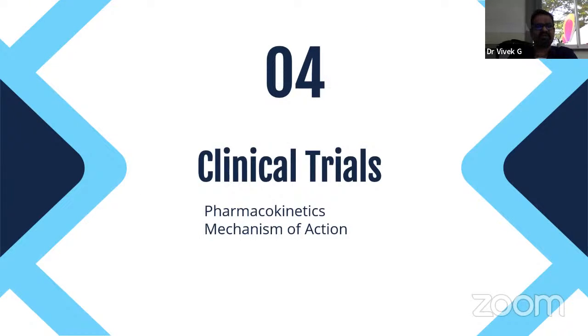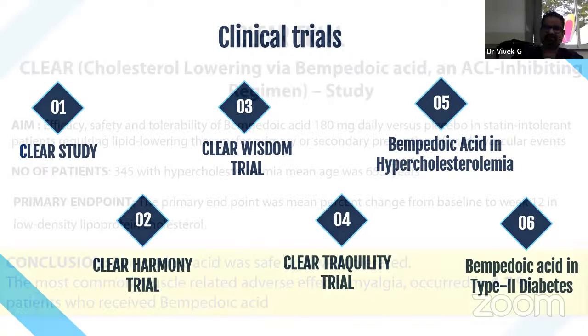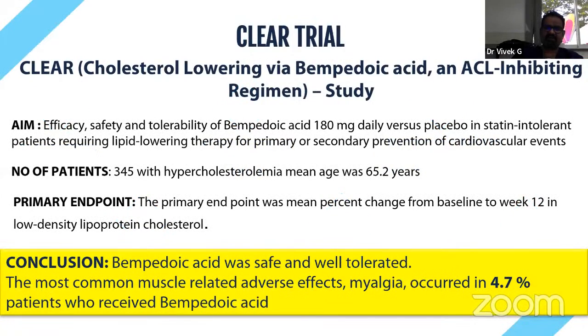So what do the clinical trials tell us? There have been some clinical trials, mainly the CLEAR studies. The CLEAR study, the Wisdom, Add-on, Harmony, Tranquility, all these are basically the bempedoic acid studies. So I'll just brief you a bit on this. So CLEAR is basically cholesterol lowering via bempedoic acid.